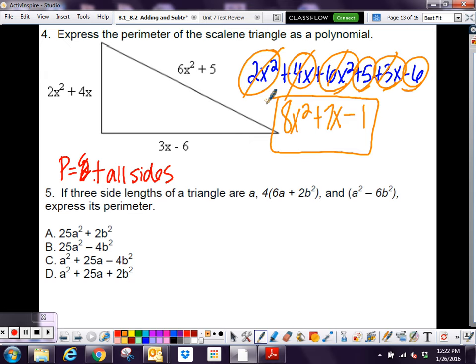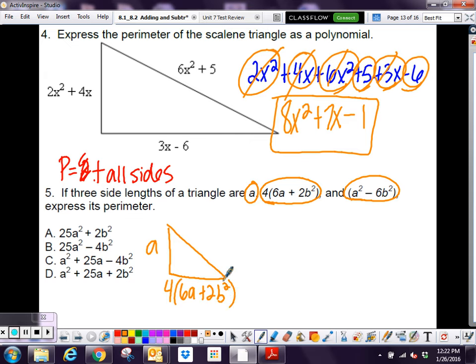Okay, number 5, this one's similar. So if 3 side lengths of a triangle are A, that's the first side, is A. The second side is 4 times (6a plus 2b squared). And here's the third side, a squared minus 6b squared. Express the perimeter. All right, so we've got this triangle. One side is A, one side is 4 times (6a plus 2b squared), and one side is a squared minus 6b squared.